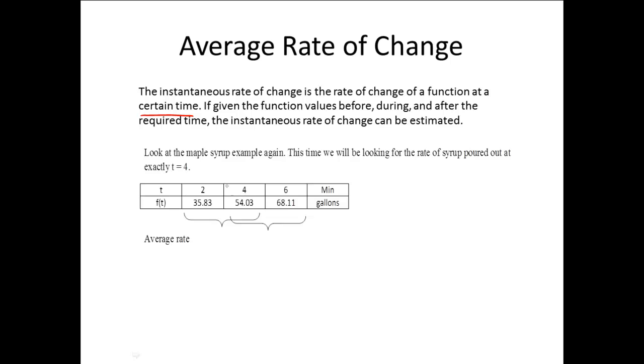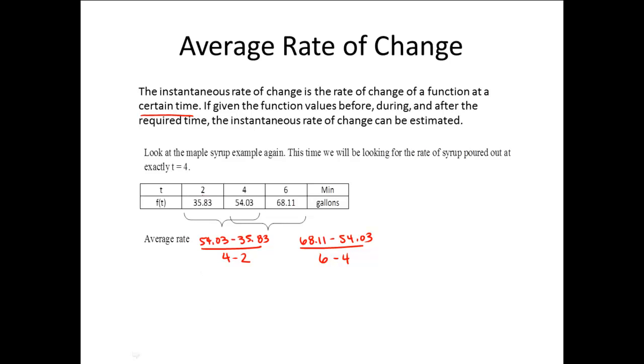So for that, we're going to find the average rate of change from 2 to 4, and also from 4 to 6. So we're looking at those two different average rates of change. So we're going to have 54.03 minus 35.83 divided by 4 minus 2. And then we're going to find it again over here, 68.11 minus 54.03 divided by 6 minus 4. So we calculate those two.